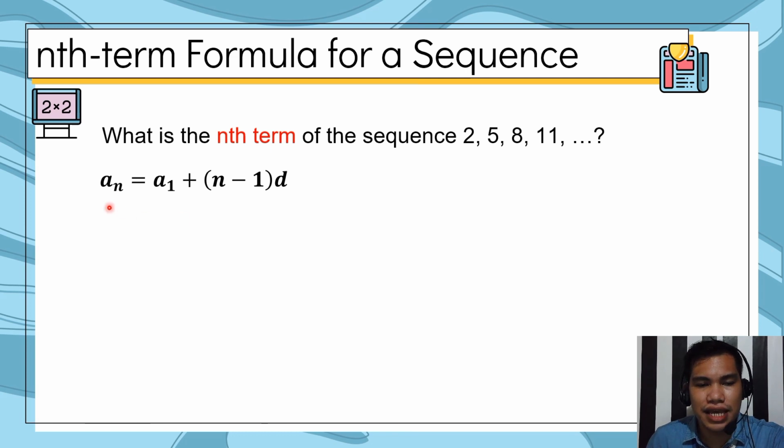Kana sa a sub n, mao na siya ang nth term sa atong sequence. Sa a sub 1, unsa gani ni si a sub 1, that is the first term, no? Klaro man ang 1 diha, meaning siya ang pinakauna nato nga term. And then we have the d, that is the common difference. Balikon nako si d, mao na siya ang common difference. Unsaon nato pagkuha sa common difference, di ba i-minus nato ang preceding number sa previous number, ano?